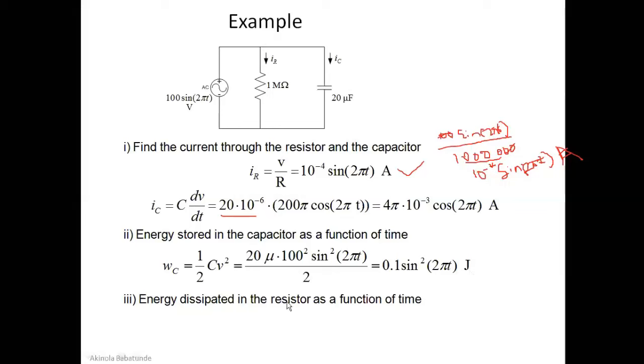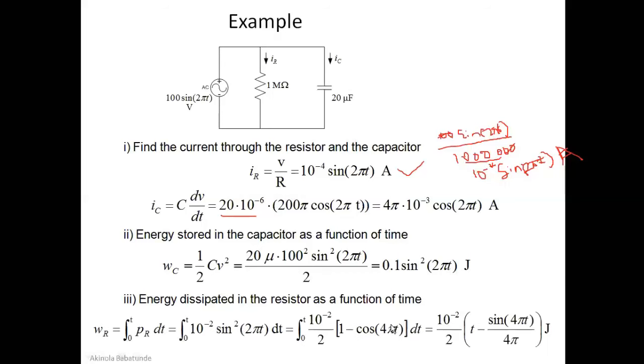All right. The next question says find the energy dissipated in the resistor as a function of time. Energy dissipated by the resistor as a function of time. So the energy dissipated will be given as follows.